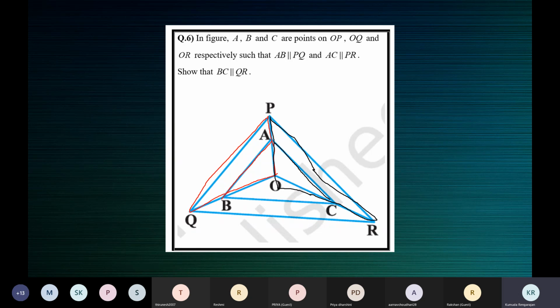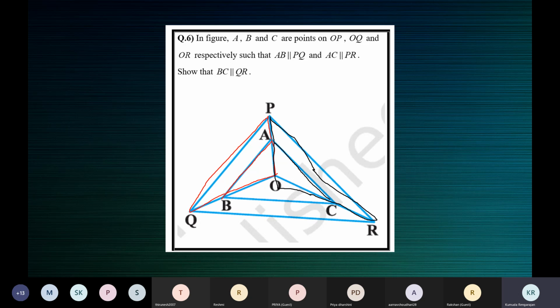This is the other triangle. Here AC is parallel to PR. So we have OA by AP equals OC by CR. You see the beauty, children: which is the side common to both the triangles, OPQ and OPR? OP, ma'am. Side OP is common to both the triangles.